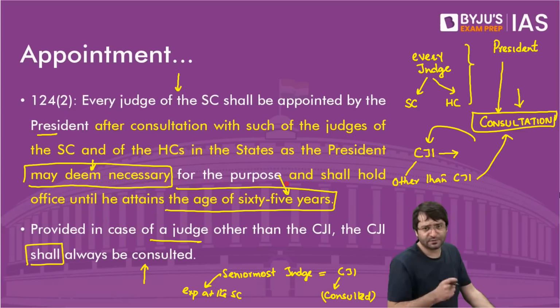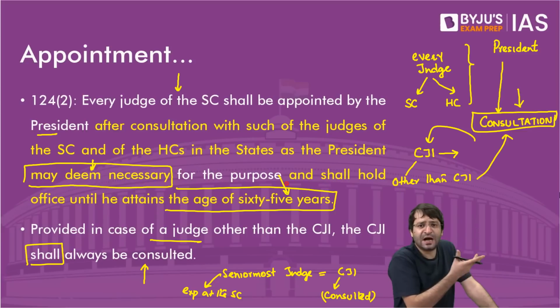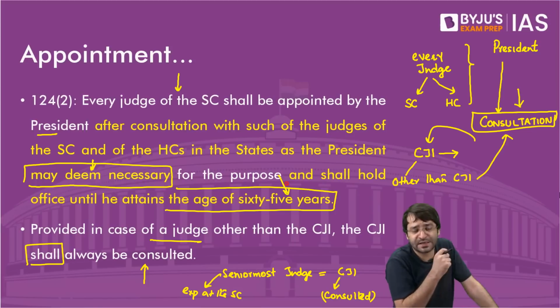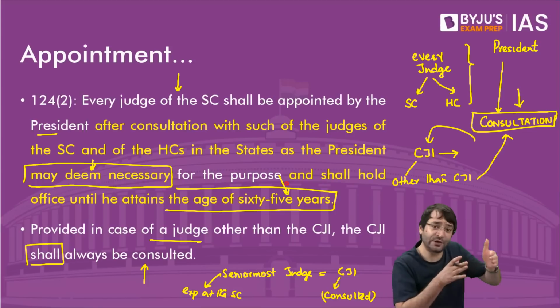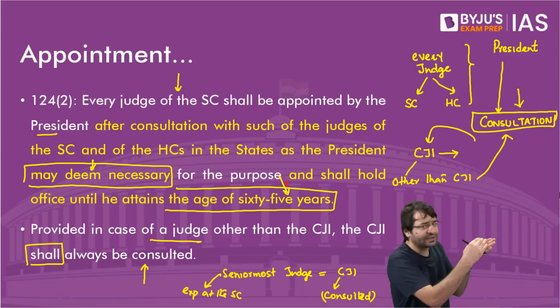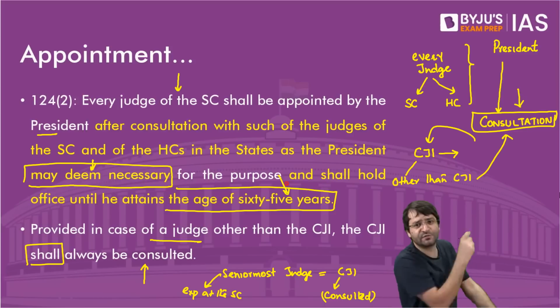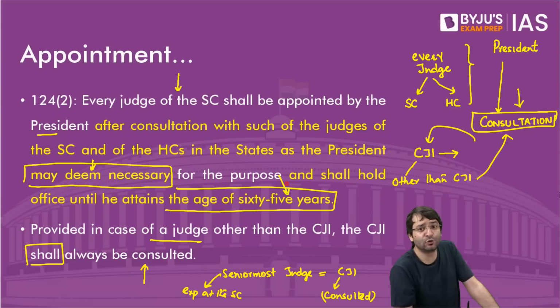The Constitution was not clear. The Constitution said the President can appoint a judge after consulting with such of the judges of the Supreme Court and High Court as he may deem necessary. But we were following convention. Convention, an unwritten rule. Not mentioned anywhere, but something that we follow. And the convention was, out of these 33 judges, whoever is senior most will be appointed as the Chief Justice of India. Senior most not in terms of age. Senior most in terms of experience at the Supreme Court.